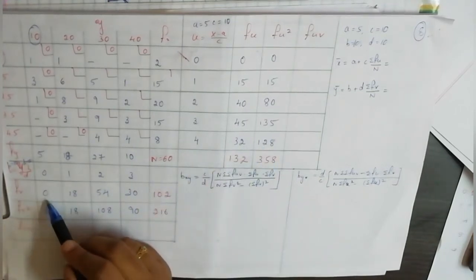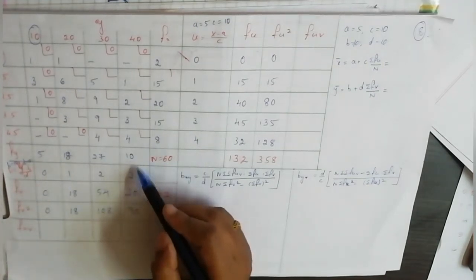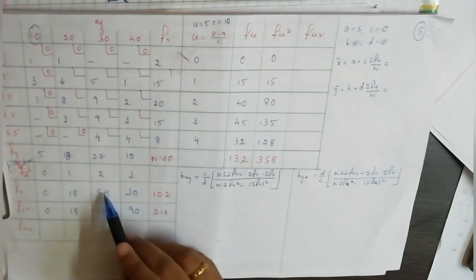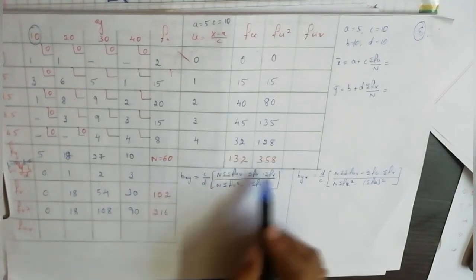Similarly here, fv. f into v: 0, 18, 54, 10 threes are 30. fv square and fv into v: 0, 18, 54, twos are 108, 33 is a 90, and I have obtained the total also.